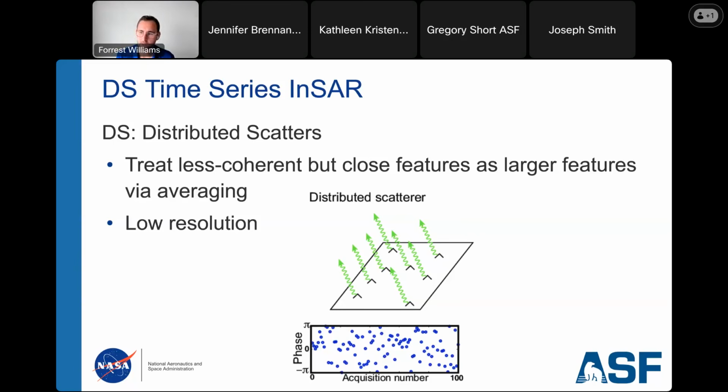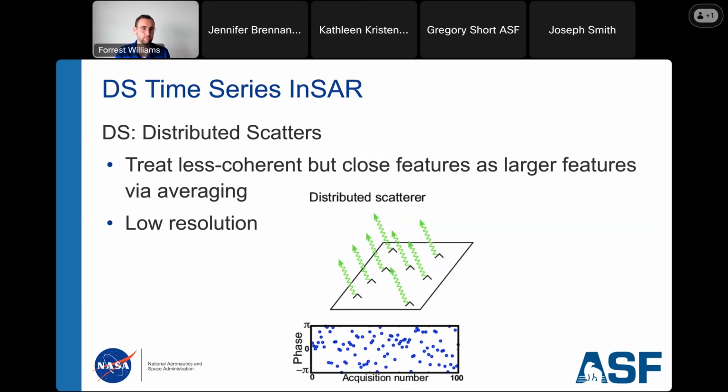And so this is really great. We have a technique for making very precise measurements for very high quality scatterers, but then also a technique that we can use for lower quality scatterers, where we sacrifice a little bit of resolution, but we can still get the coverage that we're looking for.